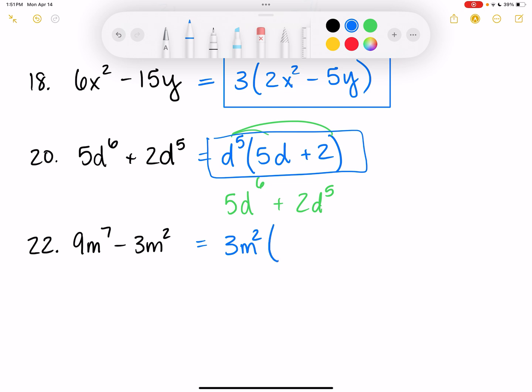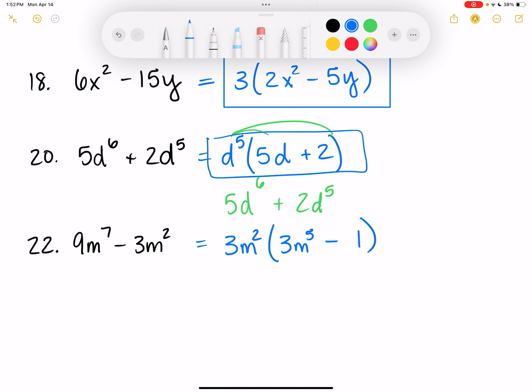So if I take out a 3m squared, what am I left with on this 9m to the 7th? I took out a 3. Yep, 3, and then I've got to take away 2 from that exponent, so this would be m to the 5th. And then minus, I took out a 3m squared, so what happens? It's just 1, okay? Because I've got to have something to multiply this back by, okay?